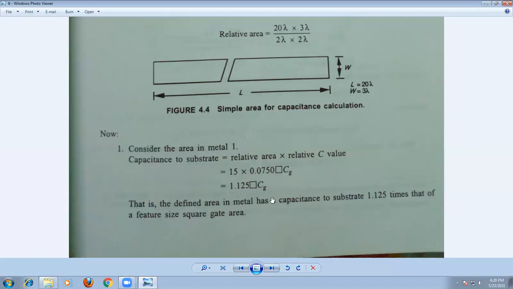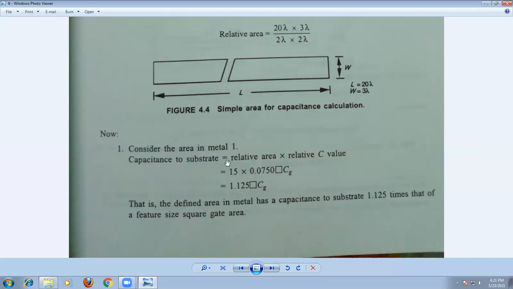So we can define that this defined area in metal has a capacitance to substrate of 1.125 times that of the feature size square gate area. This square indicates the feature size, and the gate area is where the capacitance is associated, in the case when the layer is considered as metal 1.